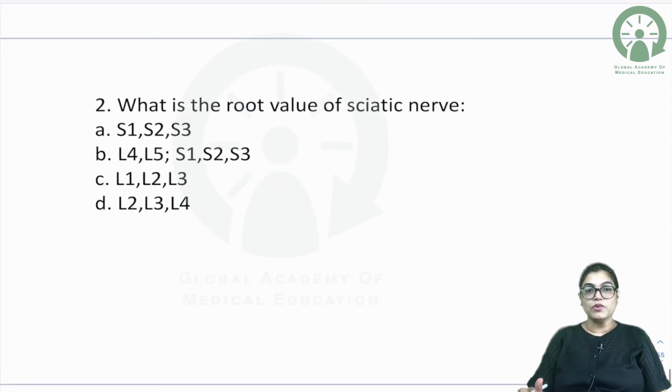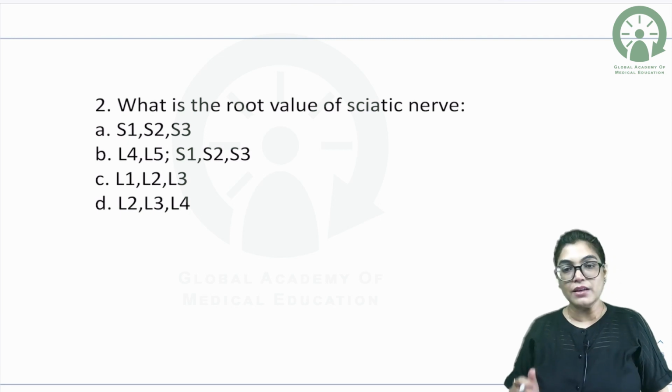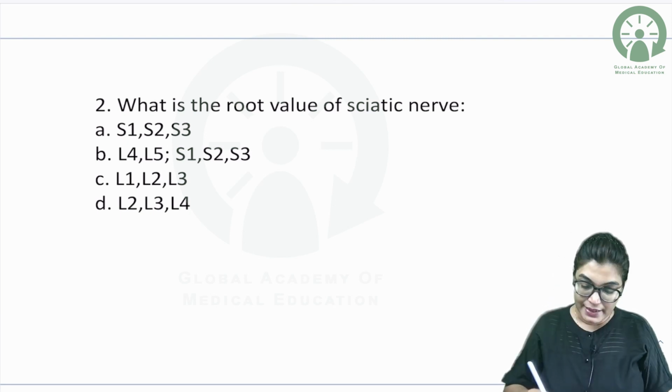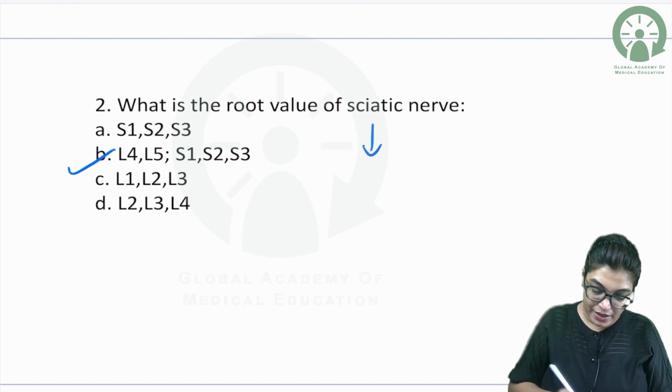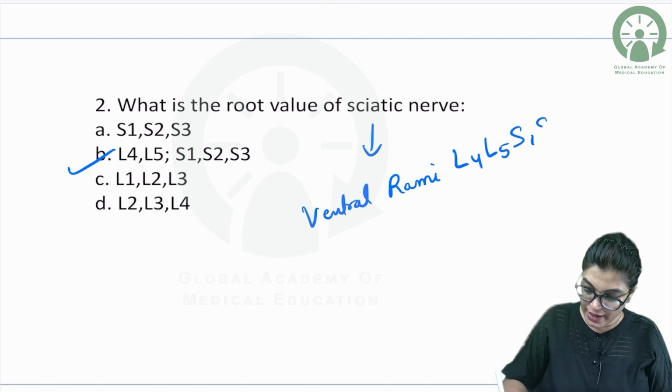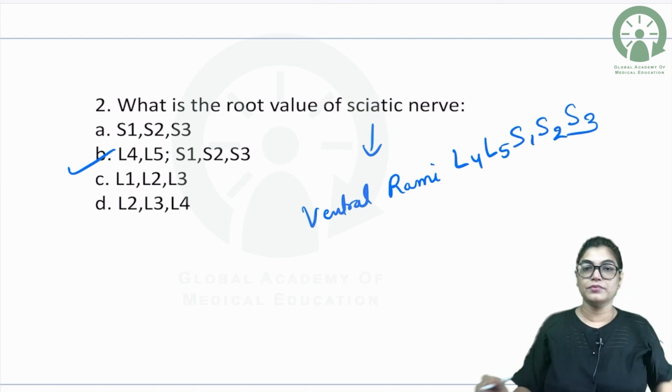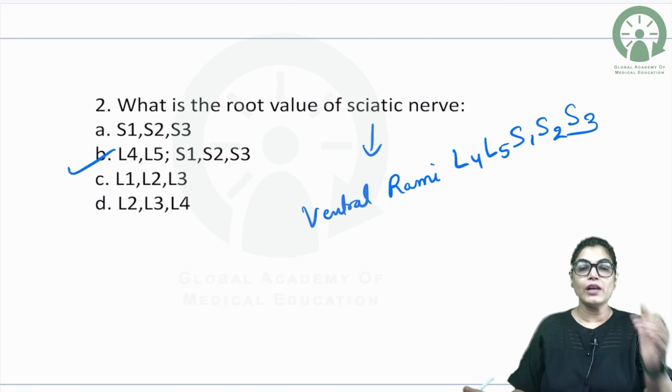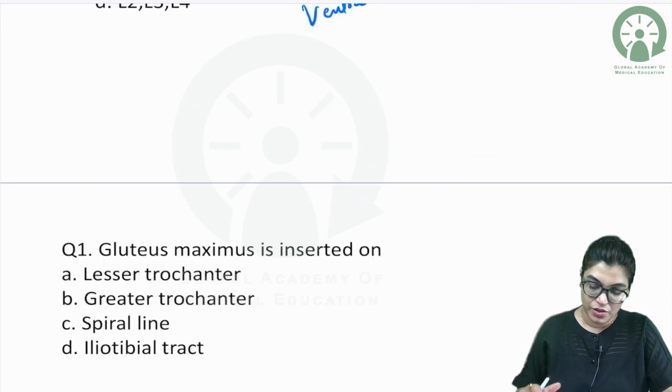What is the root value of sciatic nerve? As I told you, sciatic nerve is the thickest nerve of our body and it is formed by ventral rami, or anterior rami, of L4, L5, S1, S2 and S3. So the right answer is root value L4, L5, S1, S2 and S3.